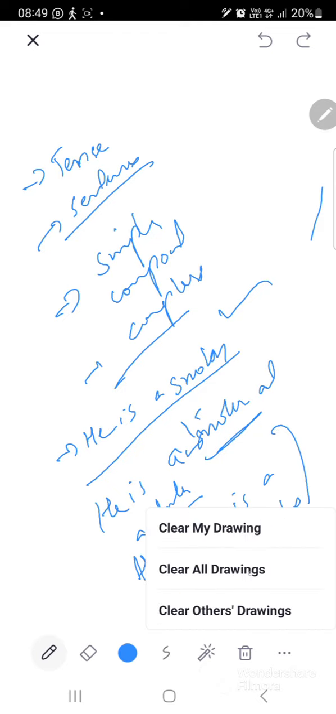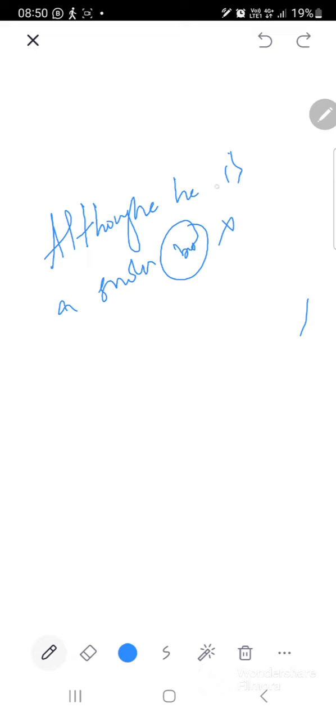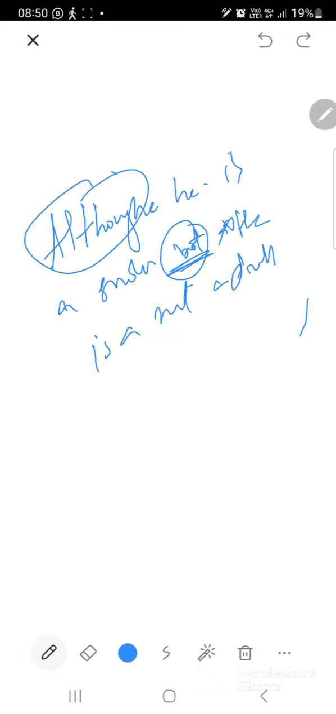The common mistake candidates make is using the sentence this way: "Although he is a smoker, but he is not a drinker." It's a common mistake, but "but" cannot be used with "although" if you have already used "although" in a sentence. Is it clear to you?